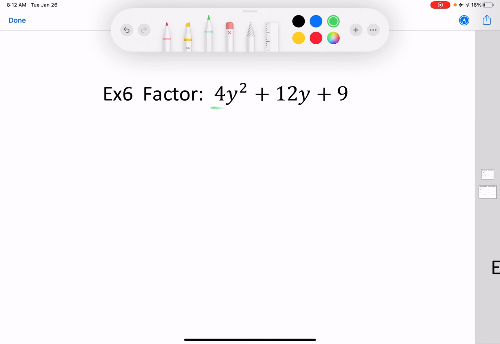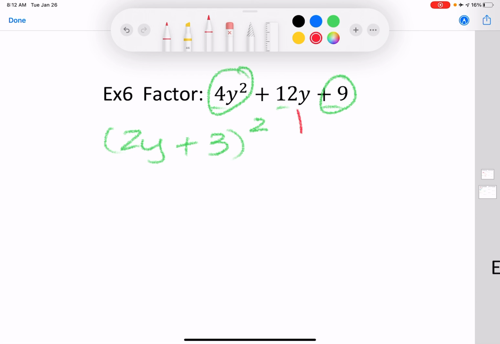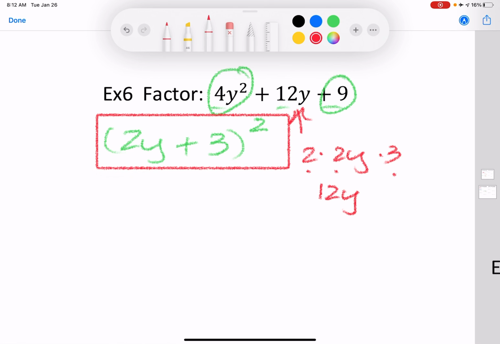So there is not a GCF I can pull out from each of these, but what I do see is right here, both of these are perfect squares, my first term and my last term. So I know that it's going to be 2y plus 3 squared, but you have to double check it. So this one would be 2 times 2y times 3. Well, 2 times 2 times 3, that's 4 times 3, that's 12y. And that's exactly what we had. So yes, in fact, this is our answer.